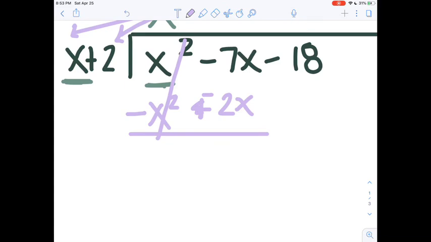Now I have negative 7x minus 2x. We can combine those, right? That becomes negative 9x, not x squared. When we're adding and subtracting, we don't change the exponents.